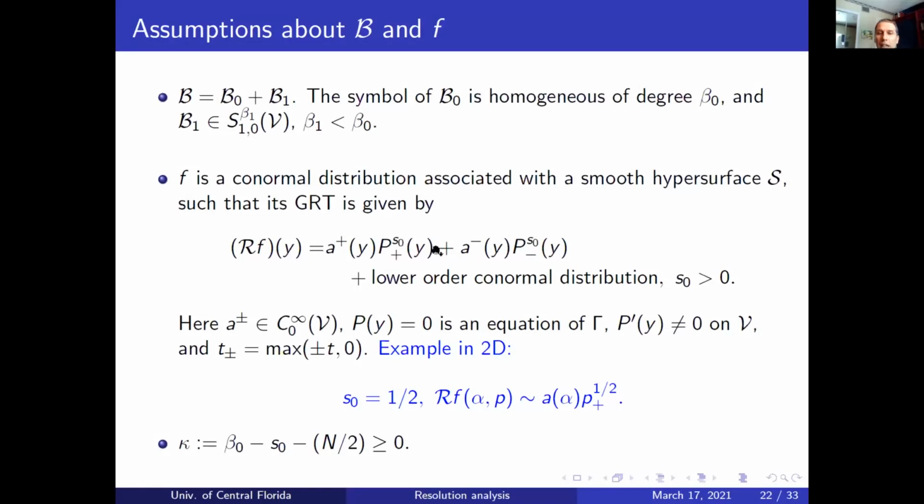And so this is actually a very frequent occurrence when you have something like this. So for instance, in 2D, it's well known that the Radon transform has a similar type of singularity. It's a one-sided square root type singularity. Okay, another assumption is that beta naught minus S naught minus N over 2 is not negative. And we also have another technical assumption, which I don't discuss. It's not very illuminating. Okay, so these are our assumptions.